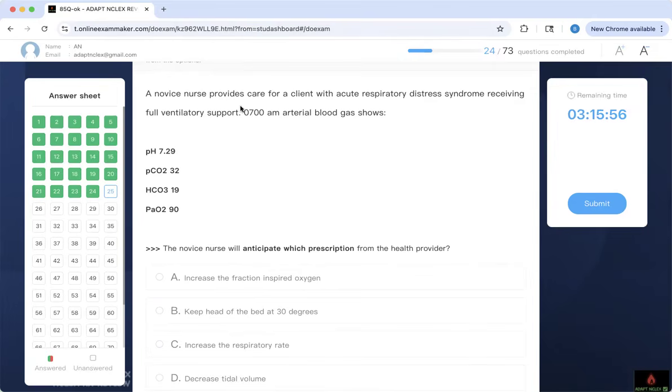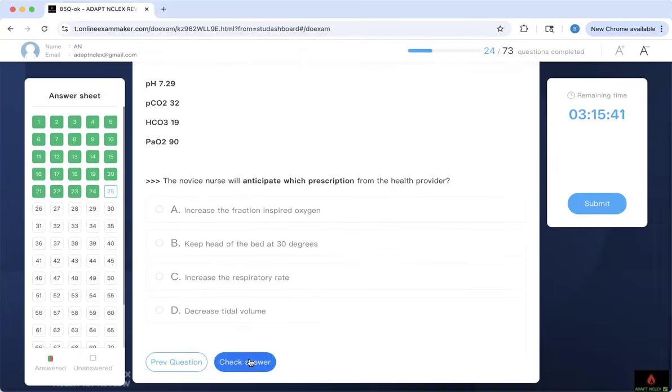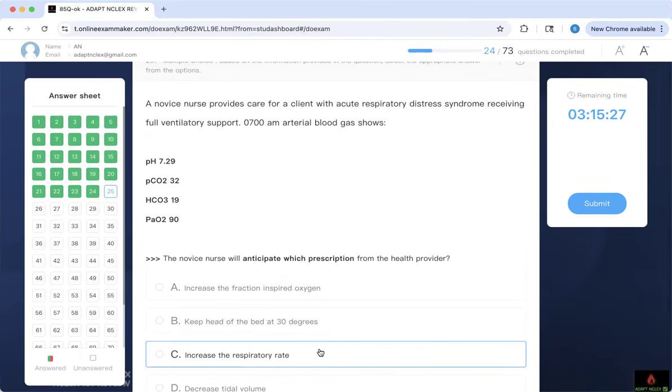The novice nurse provides care for a client with acute respiratory distress syndrome on a full ventilator. This is the ABG. pH 7.29. CO2 is 32. Bicarb 19. PO2 90. What would you do? Increase the fraction inspired oxygen. Keep head of the bed at 30 degrees. Increase the respiratory rate and decrease tidal volume. Before you answer this question, you got to rewrite it and interpret it.